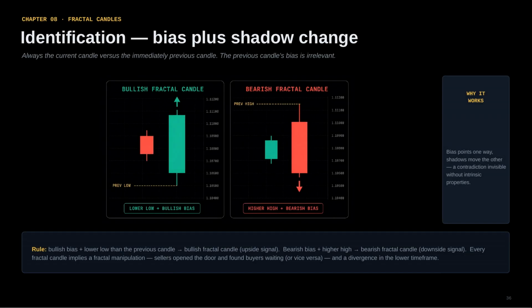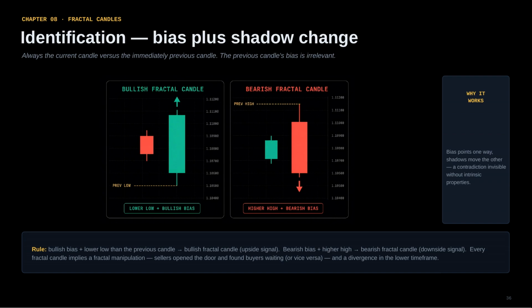The rule is two conditions. If the current candle has a bullish bias, look at the lower shadow change. A bullish bias with a lower low than the previous candle is a bullish fractal candle, signaling a move up. If the current candle is bearish, look at the upper shadow change. Bearish bias with a higher high is a bearish fractal candle, signaling a move down. The previous candle's bias doesn't matter.